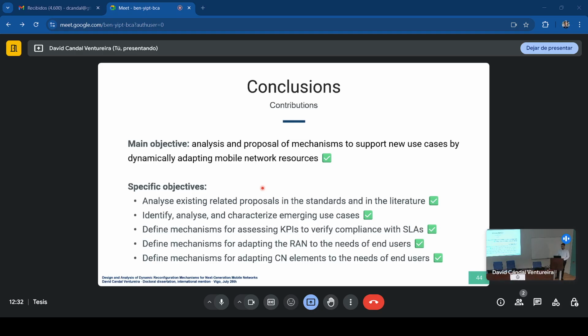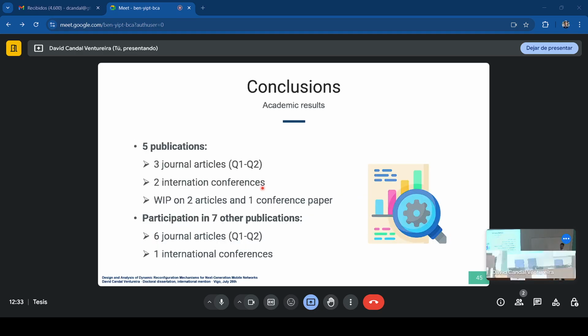And I would like to remark that most of this work is not only theoretical, but we have developed real-world implementations to validate our proposals and also measured their performance, as well as validated the feasibility of these solutions. The results of this thesis have been published in 5 publications, including 3 journals and 2 international conferences.